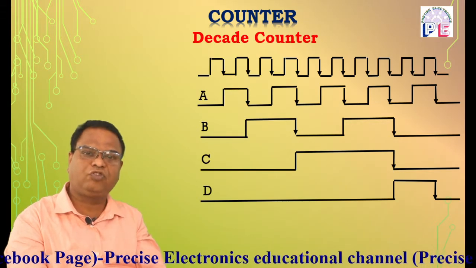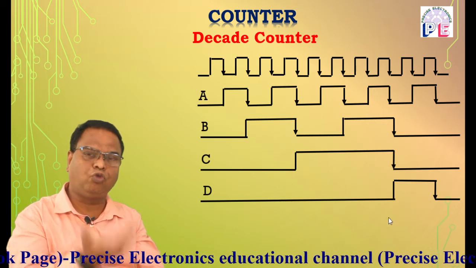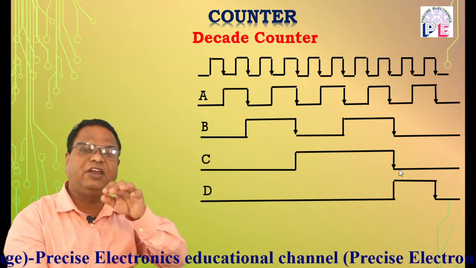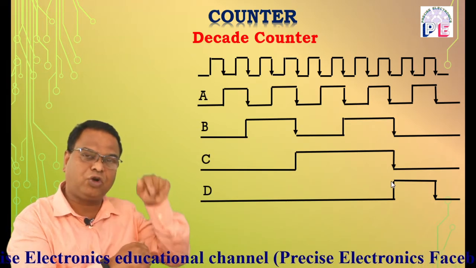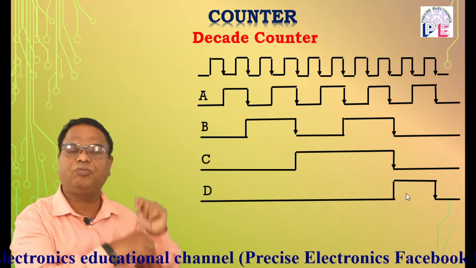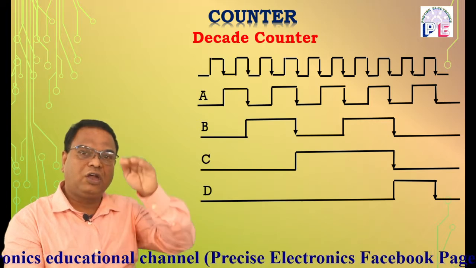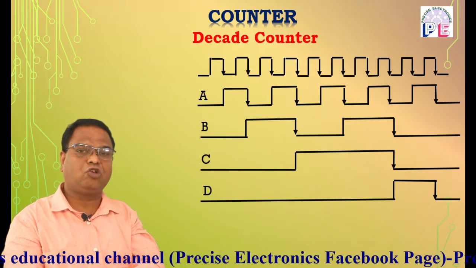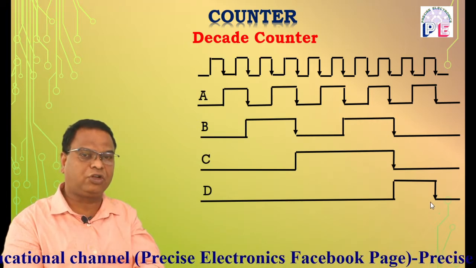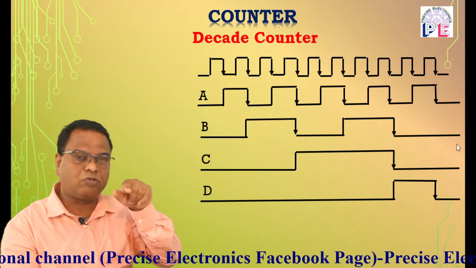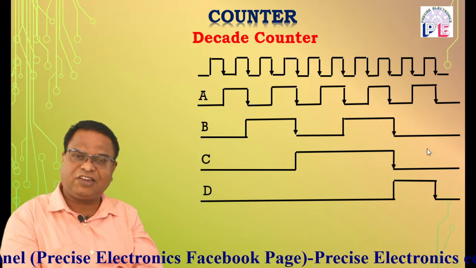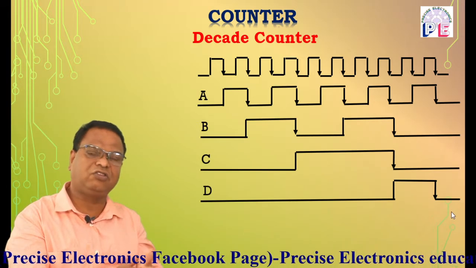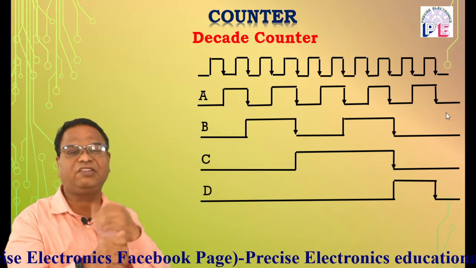D flip-flop changes its state from low to high at the negative edge of the 8th clock pulse, and it also changes its state from 1 to 0 at the negative edge of the 10th clock pulse. So at the negative edge of the 10th clock pulse, the clock diagram shows that the output of the counter is 0 0 0 0. That is the initial stage. So after that, this counter starts counting from its initial condition.